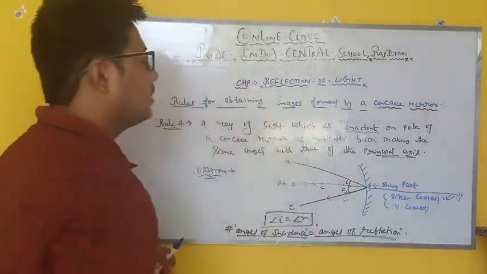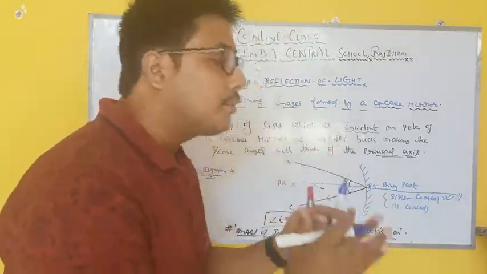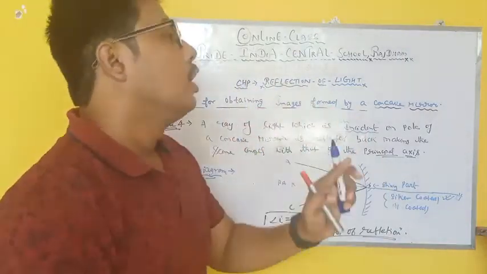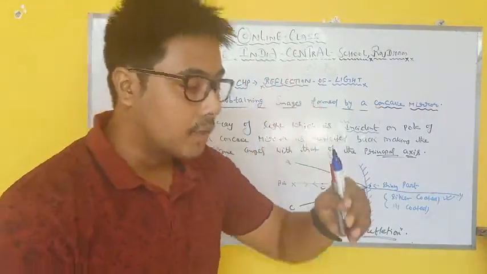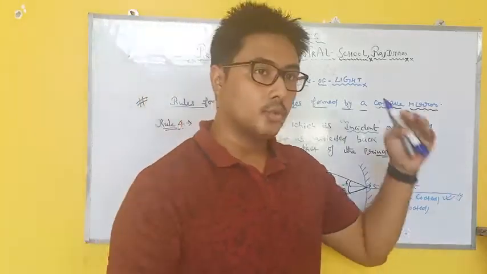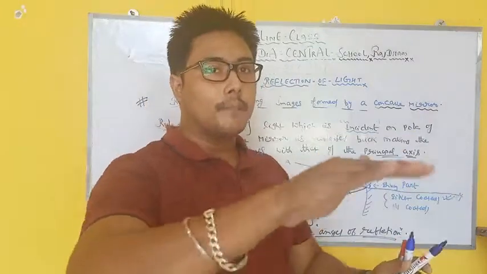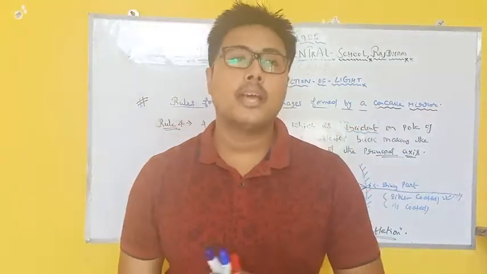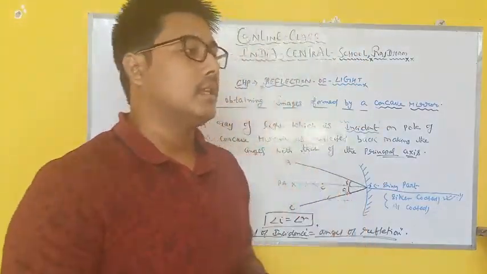I think till here there should not be any problem, as I have explained it to you in very layman language what all the rules say. You need to remember the 4 rules. First, what happens when the ray of light passes through the focus? Second, what happens when the ray passes through the center of curvature? Third, what happens when the ray is parallel to the principal axis? And the fourth, what happens when the ray of light falls at an angle on the pole? So these are the 4 basic rules that you need to remember.